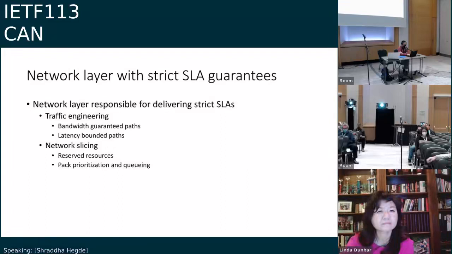Through either distributed traffic engineering or centralized controller based traffic engineering, solutions are available in the network layer that can provide paths from one point to another with strict SLA guarantees. And additional guarantees would also be served with network slicing solutions, such as reserved queuing and packet prioritization based on the packet types. Next slide, please.